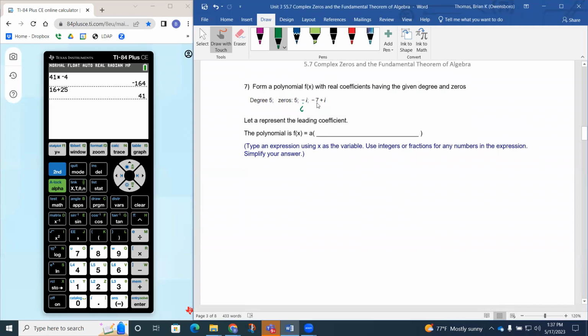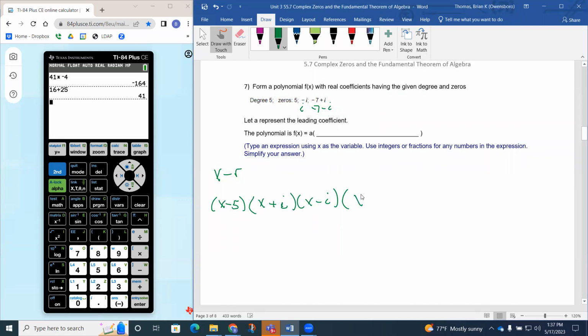And then we have a negative 7 plus i, that means there's got to be a negative 7 minus i present. So remember, to write them as factors, we have to use this x minus r concept. So if 5 is a zero, then we have x minus 5. If we have negative i, then we have x minus a negative i, which is going to be x plus i. And then if you have an i, that's going to just be x minus i.